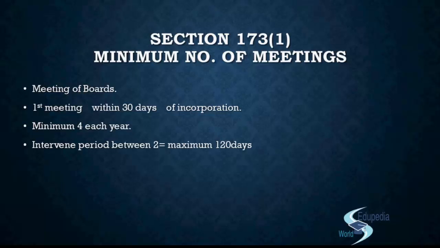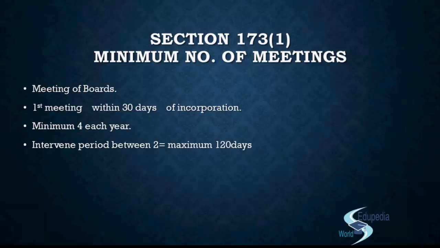And 120 days is somewhere around 4 months. That means that a company cannot hold board meetings in the sequence: first in January, second in February, third in November and fourth in December. No. You will have to hold one board meeting within the next 4 months. Right? So if you are holding the second board meeting in February, the next board meeting should be held within the next 4 months. That is within March, April, May and June.